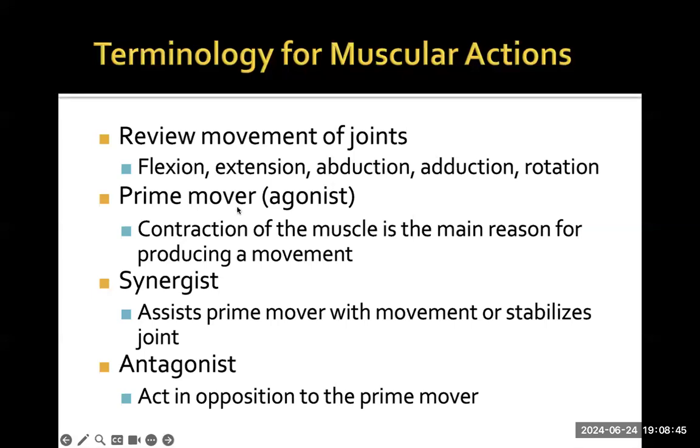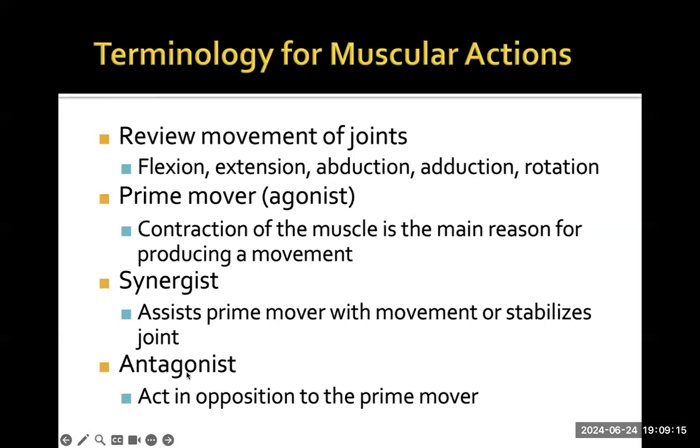In muscles, you're going to have a prime mover, which you would call an agonist. This is going to be where you have contraction of the muscle, and it's the main reason for producing the movement, right? That's like the thing that's the most important. A synergist is, if muscles are working in synergy, they have the ability to assist the prime mover with the movement or stabilize the joint. So this would be a muscle that does the same thing as the agonist. It's just like a helper, if you will.